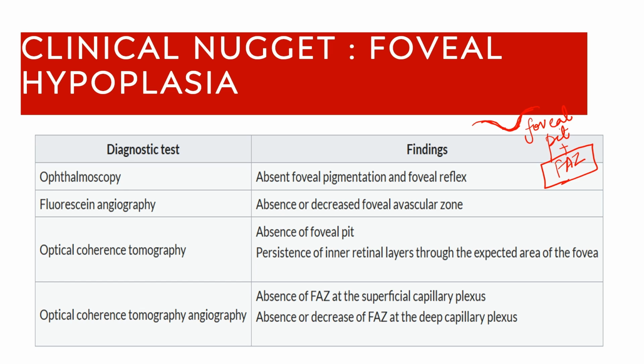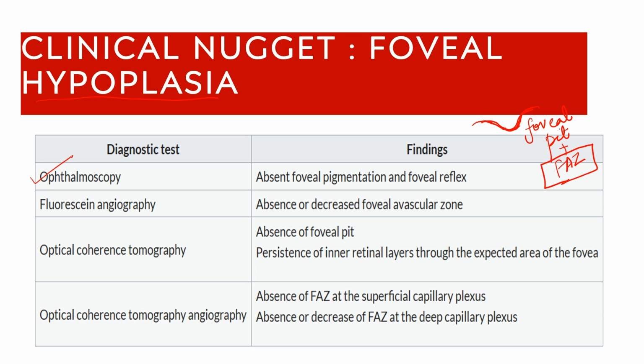Now, what did I tell you? Foveal development is usually completed by the age of 4 years. However, in some individuals there will be incomplete development, and in those individuals there will be absence of the foveal pit. This condition is known as foveal hypoplasia. Now, there are some diagnostic tests which tell you regarding foveal hypoplasia.